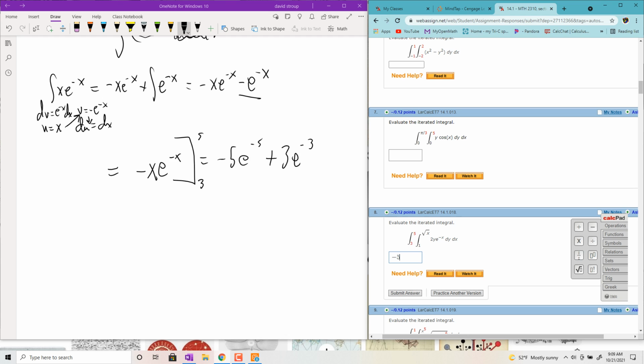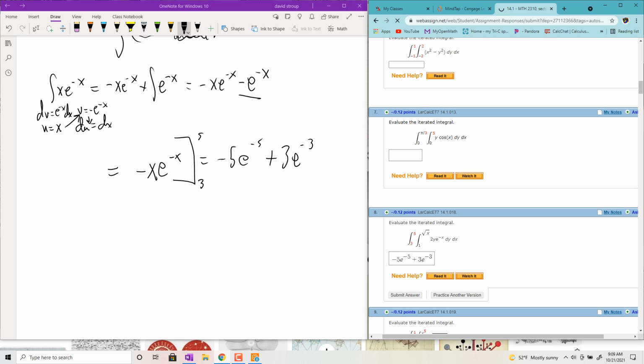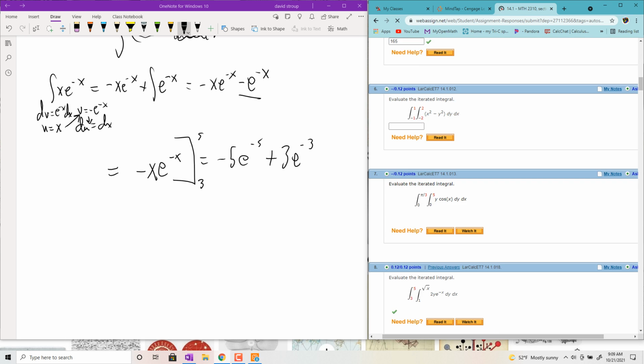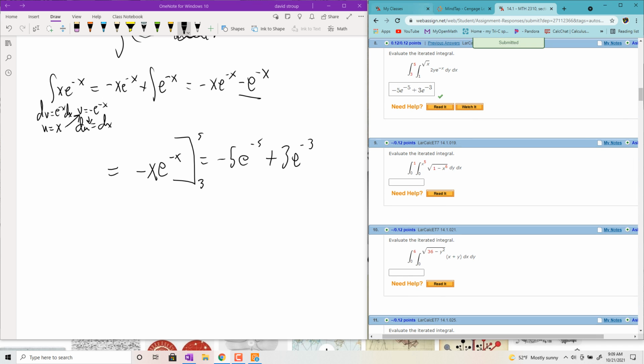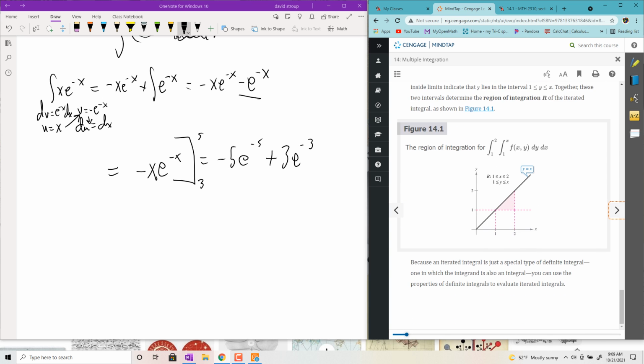So let's put it in there. Negative 5 e to the negative 5, and then plus 3 e to the negative 3. And then try it. Yay. All right, so anyways, there's that.